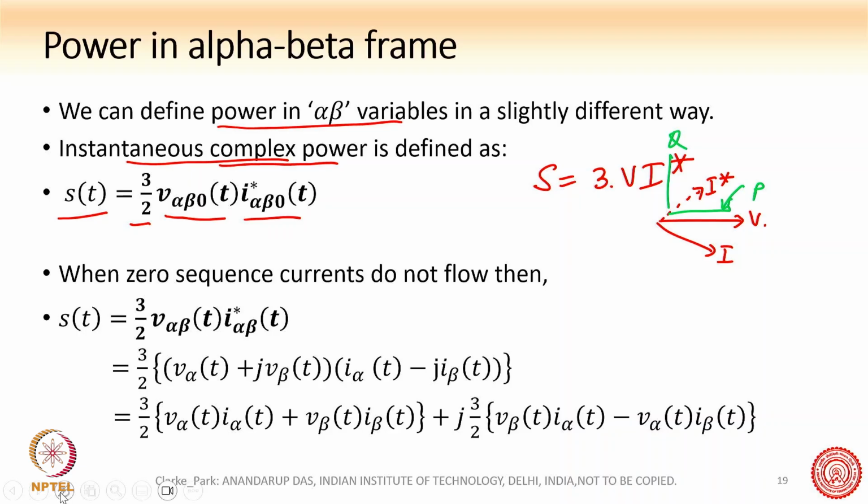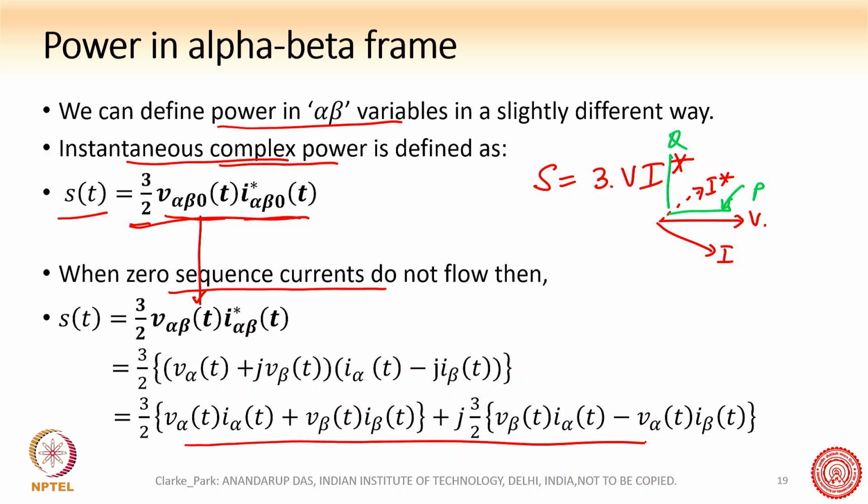So similarly here also we are defining the complex power as 3 by 2 V alpha beta 0 into I alpha beta 0 star. Now suppose the zero sequence currents do not flow, then I0 is equal to 0, and then you put this quantity here. Although V0 is present, because I0 is not there, it will not have an impact on the ST. So 3 by 2 V alpha beta into I alpha beta star, and when you expand it, you will get an equation like this.